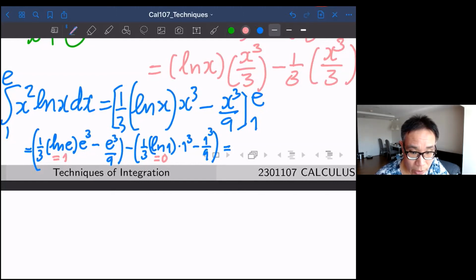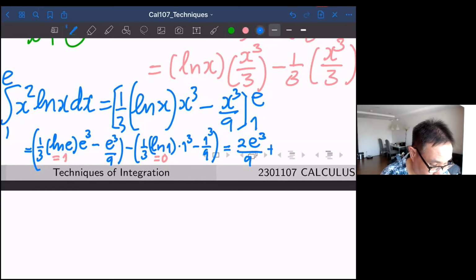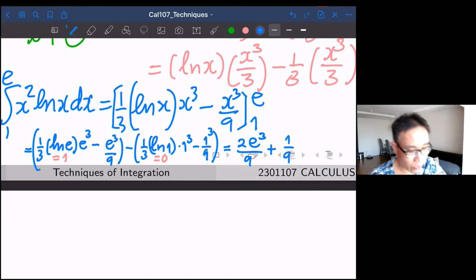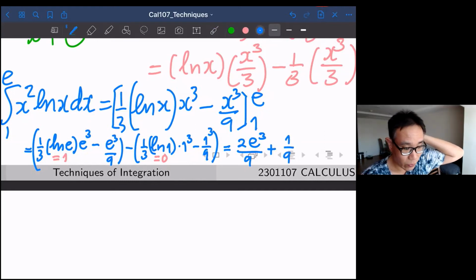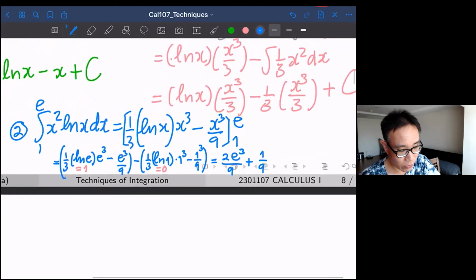So you plug in. It's going to be e cubed over 3 minus e cubed over 9, so it's going to be 2e cubed over 9, right? 2e to the third over 9. And for the last term, it's going to be negative, and negative becomes positive, so it's going to be plus 1/9. So it's going to be 2e cubed over 9 plus 1/9, and this one will be your final answer.